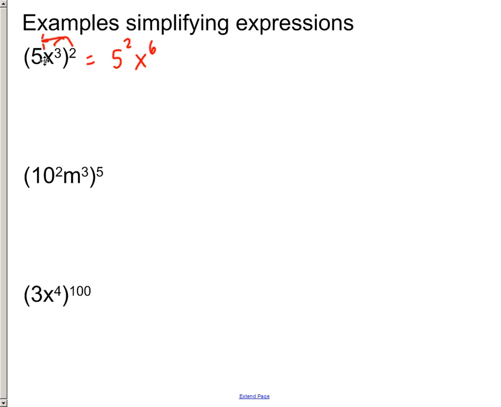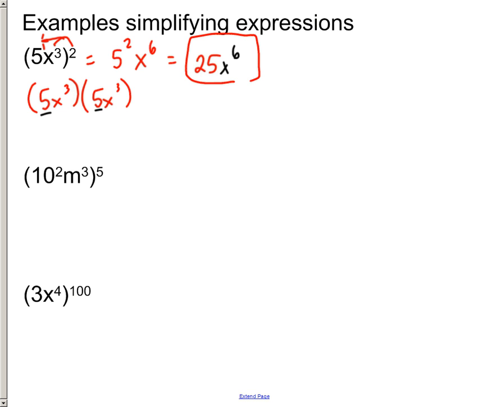Why does it work? Well, this is all happening twice. 5x to the third times 5x to the third. In the previous lesson, I taught you that these coefficients, the numbers in front of the variables, you just multiply. 5 times 5 is 25. Well, what's 5 squared? It's 25. And what's x to the third times x to the third? It's x to the 6th. So there we have it.